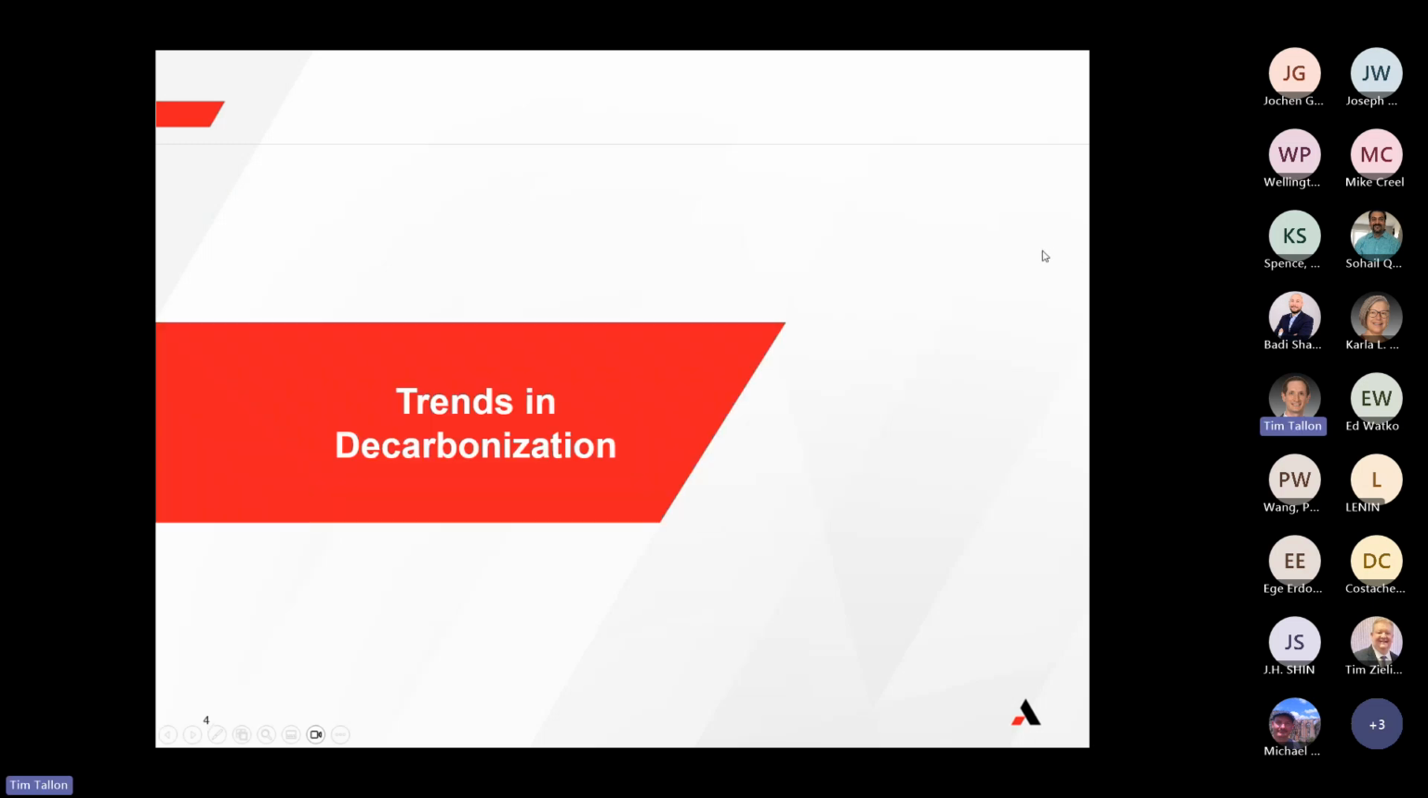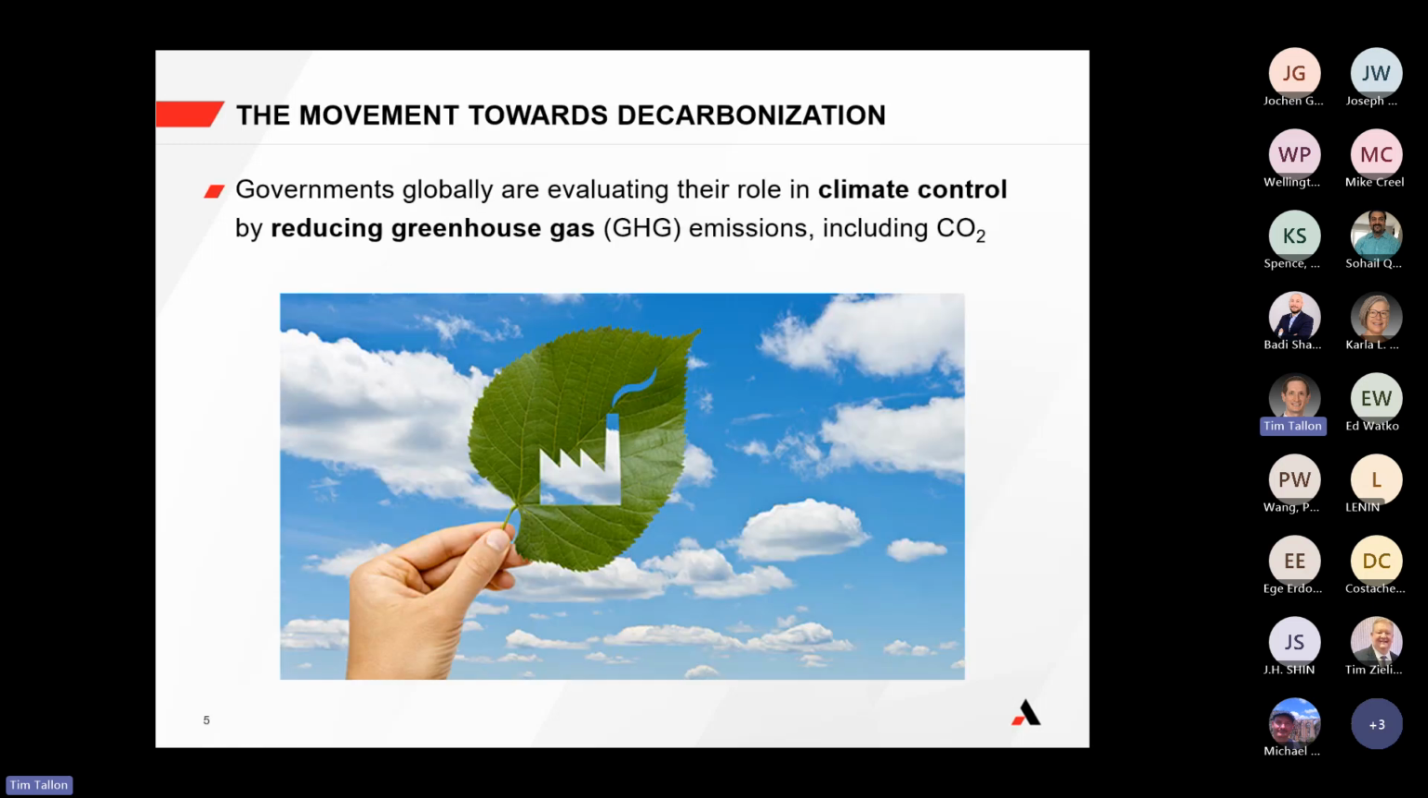Okay, so let's get started. To start off, we're going to first talk about the trends in decarbonization. Today, there's a lot of movement towards green energy, towards clean energy, towards reducing emissions, and all of that is driving what we call decarbonization. Governments globally have evaluated their role in climate control, as well as corporations, to reduce greenhouse emissions with a primary focus on carbon dioxide.